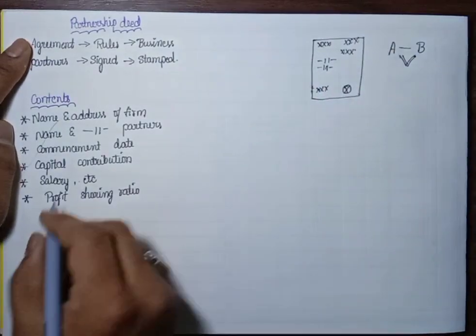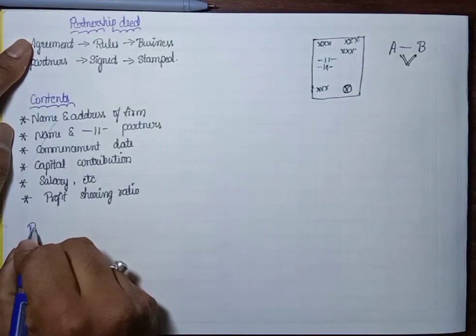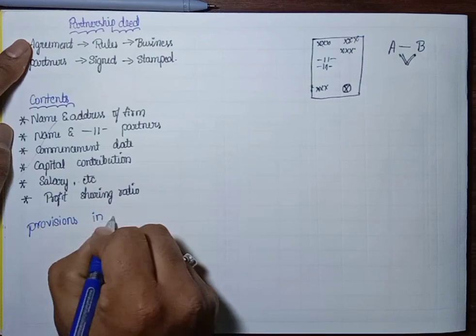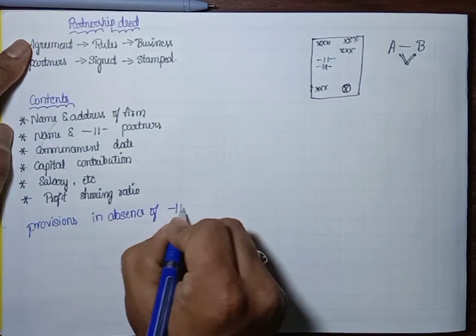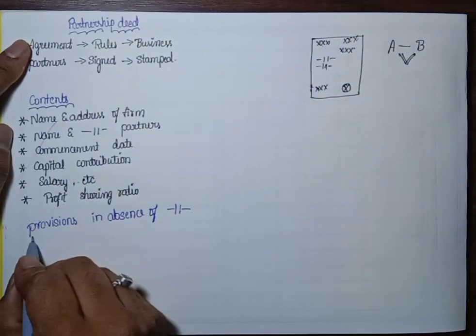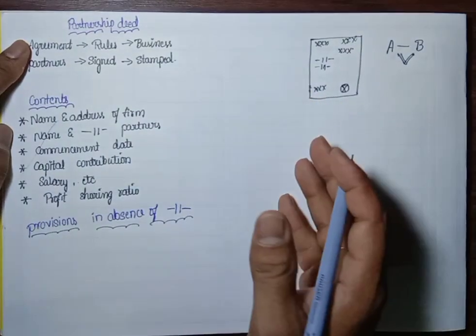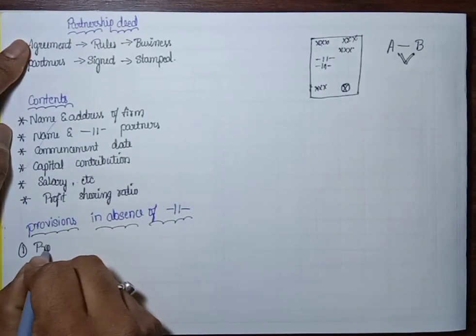So in that case, if they do not have a partnership deed, there are some provisions we need to follow, that is, provisions in absence of partnership deed. So if you do not have a partnership deed, what things do we need to consider and how do we need to perform some activities? First one is, if there is any profit or losses, how we need to distribute.